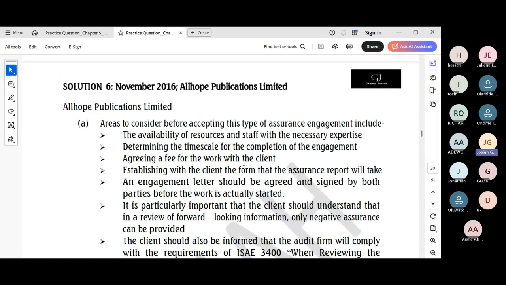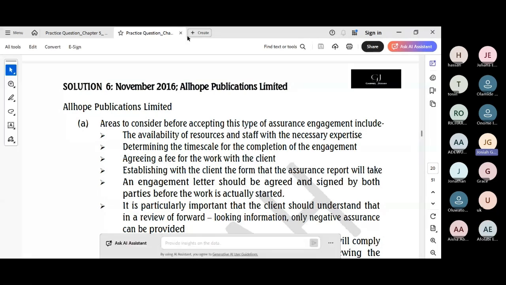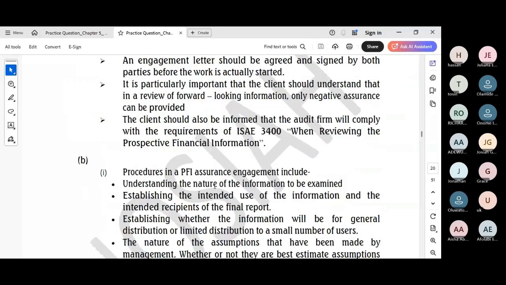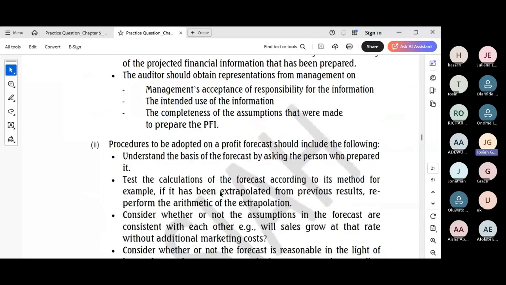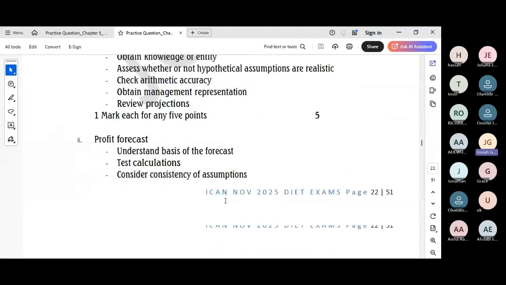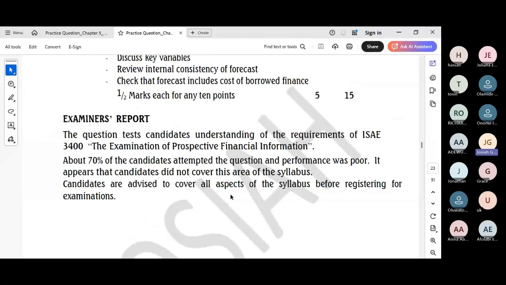So take note of it. It's a separate topic, which is ISAE 3400, the examination of prospective information. And looking at the examiner's report, the examiner's report stated performance was poor, with many candidates likely not covering the part of the syllabus.